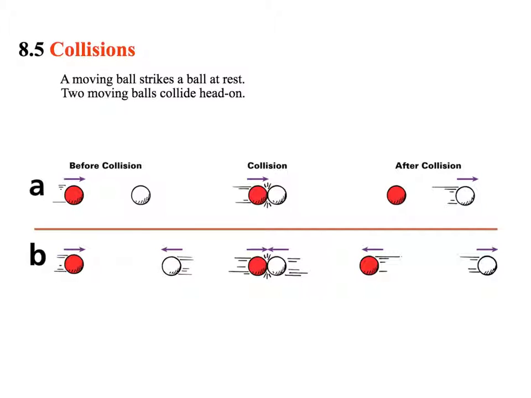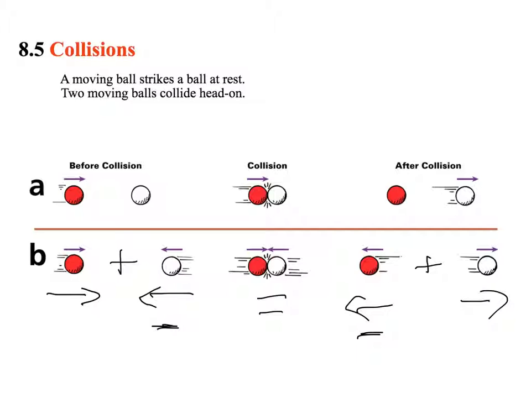Now look at a different way. They're heading opposite directions, so one of these has to be negative. I would normally say that this is the negative direction. We have this plus this equals, here's our collision, gives us, now they're going opposite directions. Now this one's going in the negative direction.